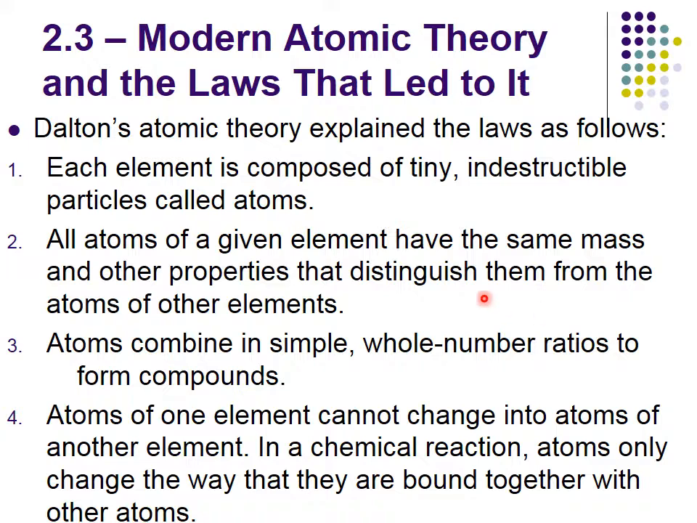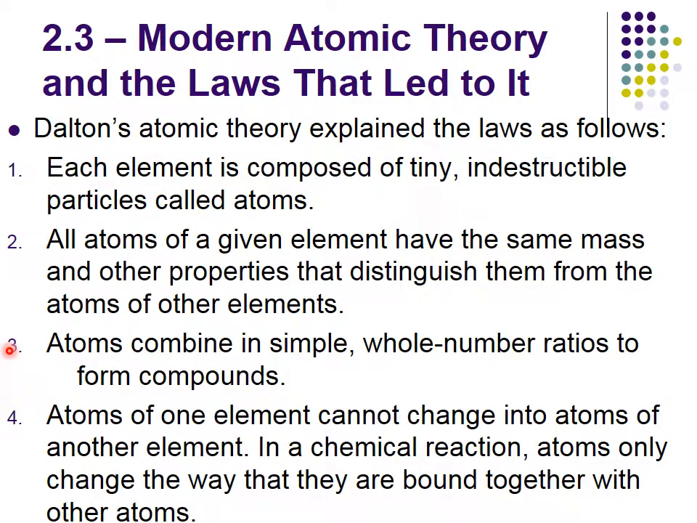So for example, the first one says each element is composed of tiny indestructible particles called atoms. They're not indestructible. They have their own little pieces. So that is the first part, even though it's not completely true anymore. Number 2, all atoms of a given element have the same mass and other properties that distinguish them from the atoms of other elements. This really just means if you have a gold atom, it's a gold atom. Doesn't matter where it came from, it's the same as every other gold atom.